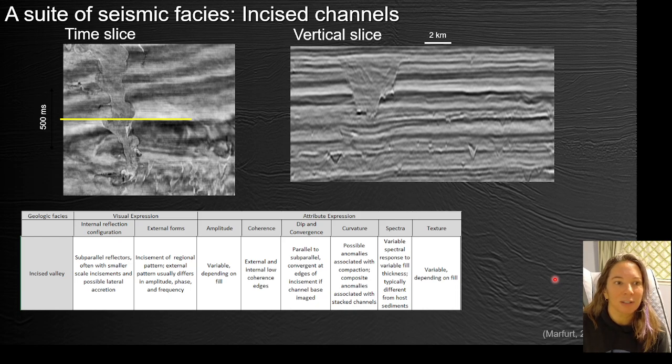Here we've got some incised channels. You can see it in a time slice right here. We've got the channel. We can also see some channels of various sizes in this vertical slice.